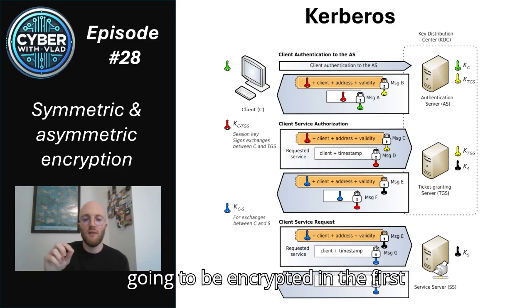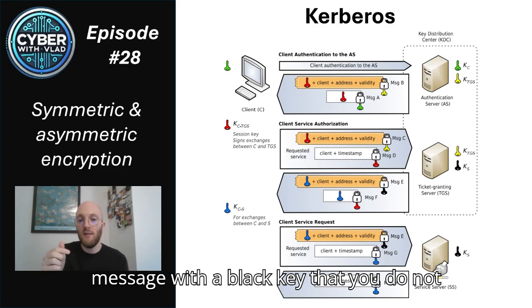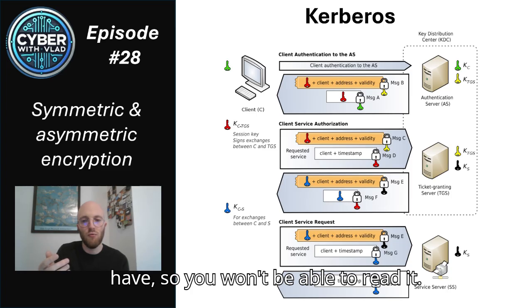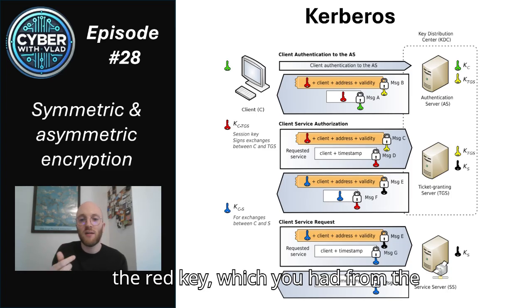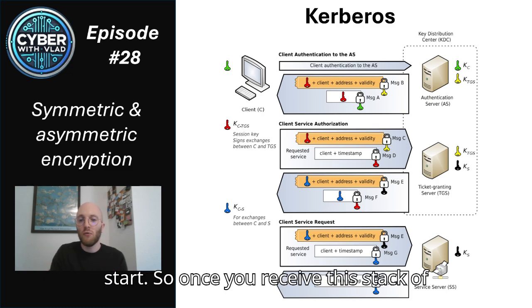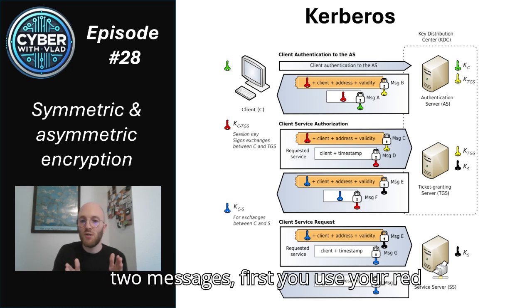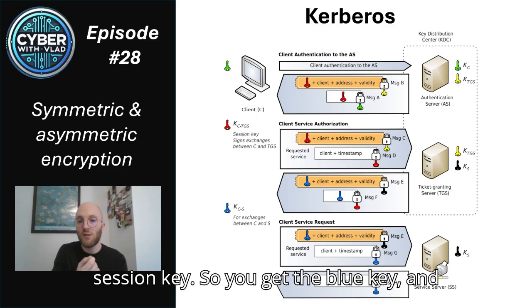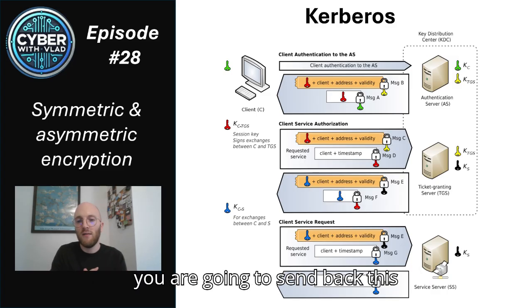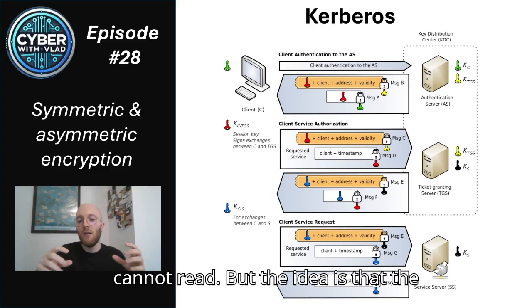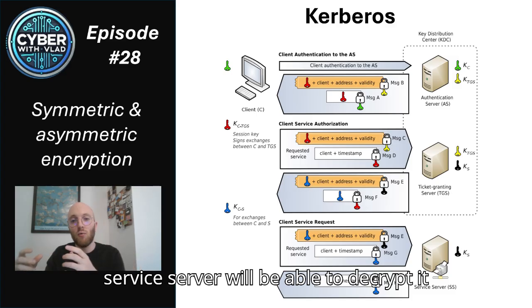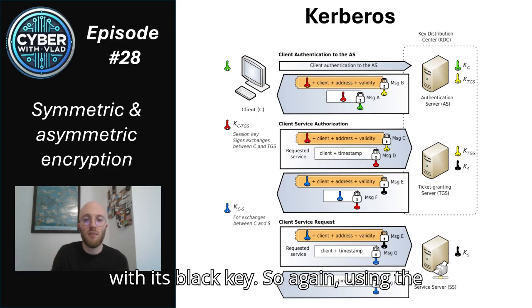It's going to be encrypted in the first message with a black key that you do not have, so you won't be able to read it. And it's also going to be encrypted with the red key which you had from the start. So once you receive this pack of two messages, first you use your red session key, so you get the blue key, and you are going to send back this message highlighted in orange that you cannot read, but the idea is that the service server will be able to decrypt it with its black key.